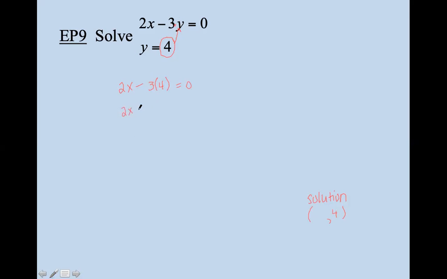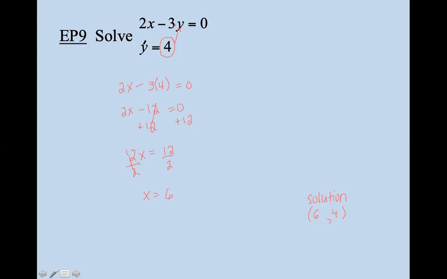So I simplify, solve this equation. 2x minus 12 is equal to 0. Add 12 to both sides. Remember, I'm solving for x this time. I already know my y. I get 2x is equal to 0 plus 12 is 12. Divide both sides by 2. And my x value is 12 divided by 2, which is 6. So my solution is the ordered pair 6, 4.